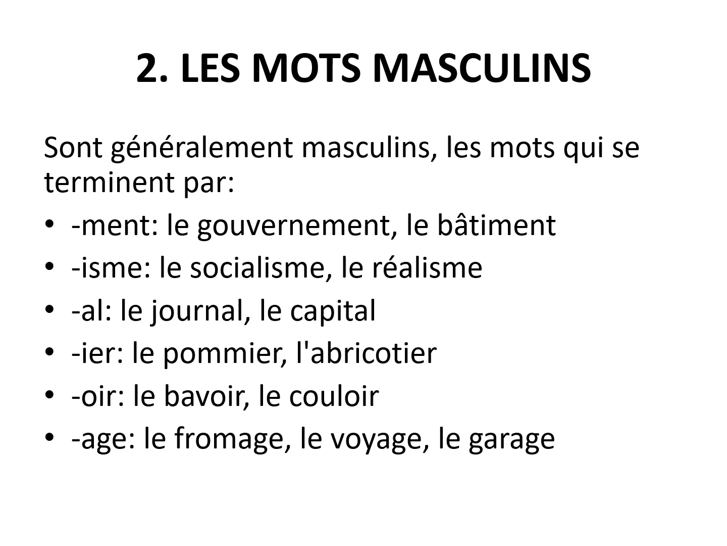Words finishing with ier, comme le pommier, l'abricotier. Words finishing with I-E-R are male too. Same with oir, O-I-R, le bavoir, le couloir. These are male too. And finally, words finishing with age, le fromage, le voyage, le garage are male too.